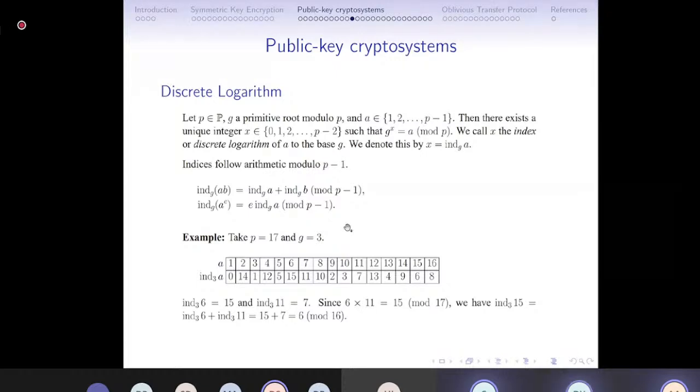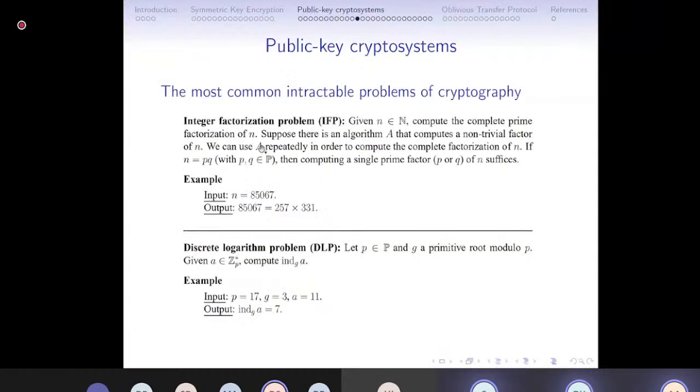Next common hard problem is the integer factorization problem. It states that suppose we have two large prime numbers p and q, and we find their product. Given the product of the two large prime numbers, finding either p or q is very difficult. It is again a hard problem.